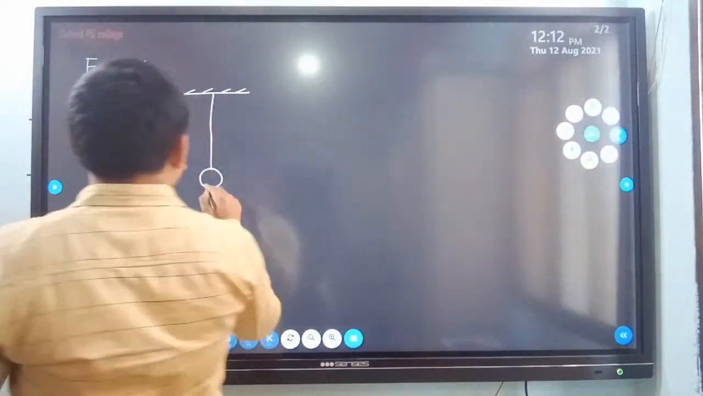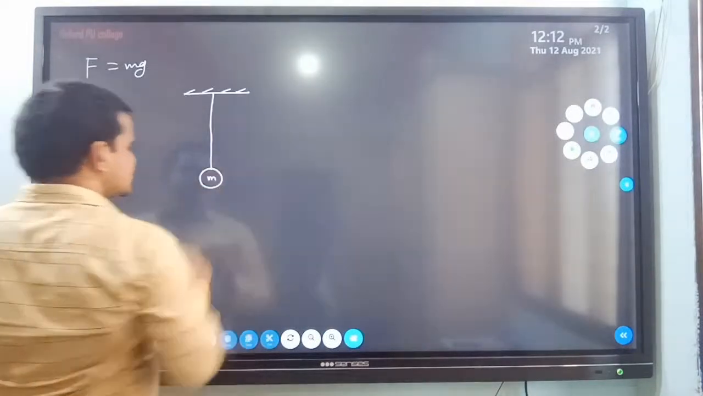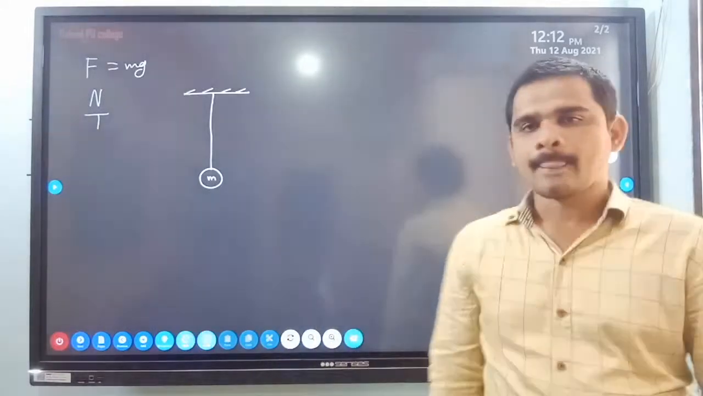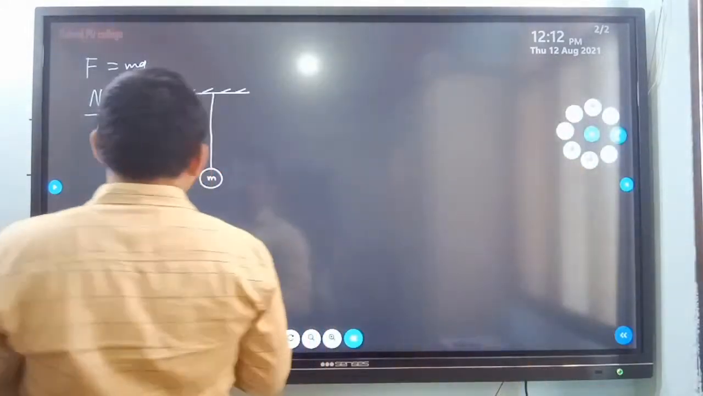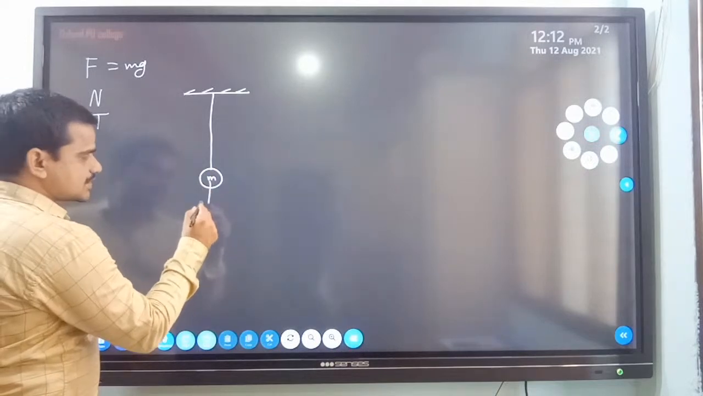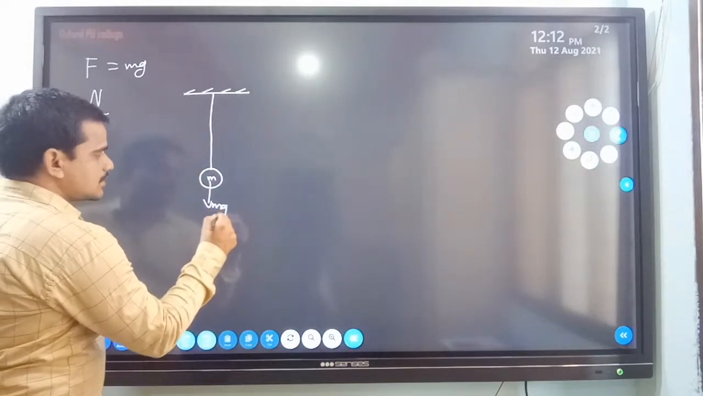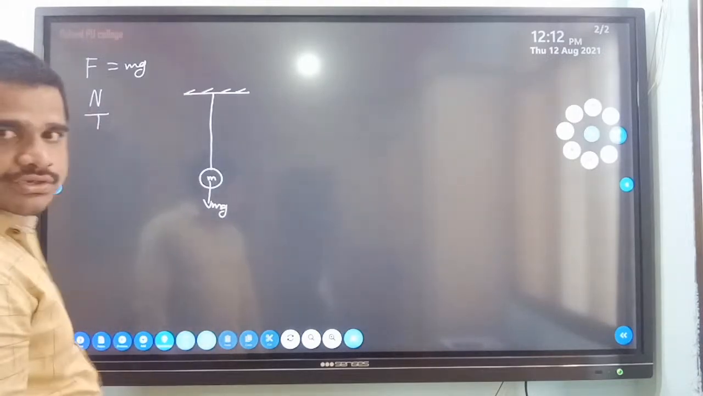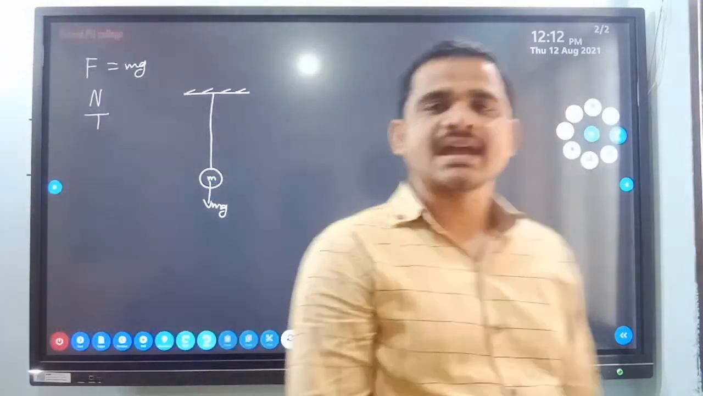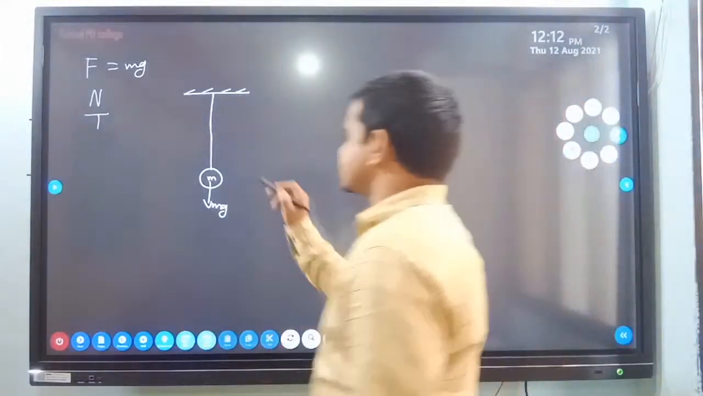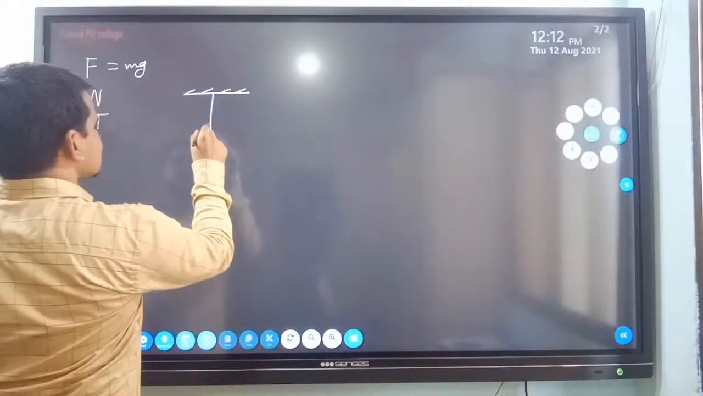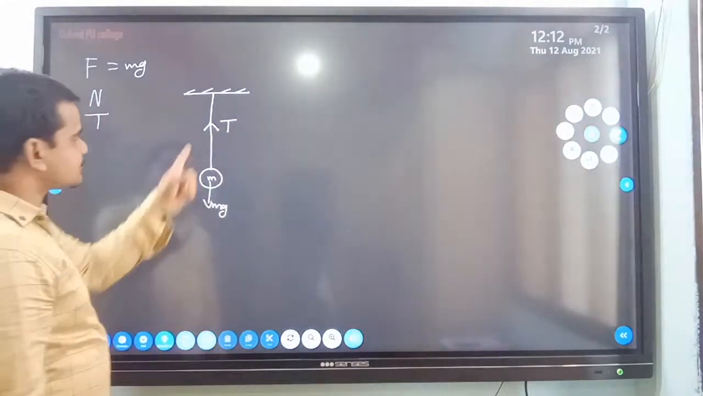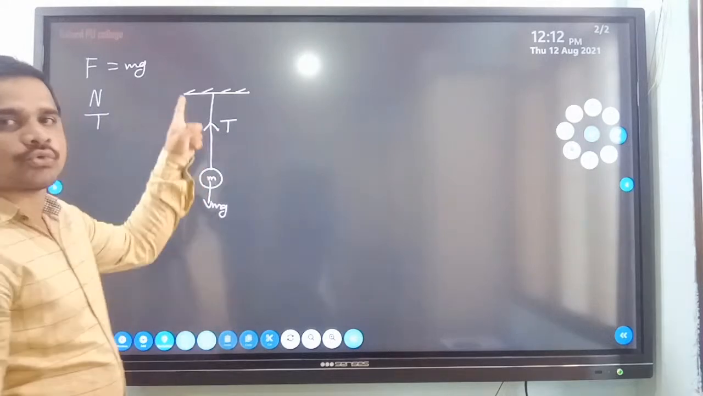A sphere of mass m. Now, in this situation, if you observe here, mg, the gravitational force, acts downward. Here, one more force is acting. The force in the string is called tension. This arrow mark represents the force direction.